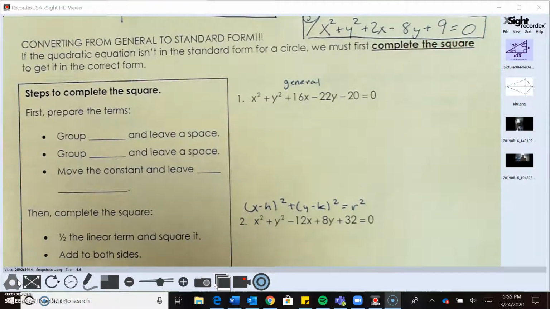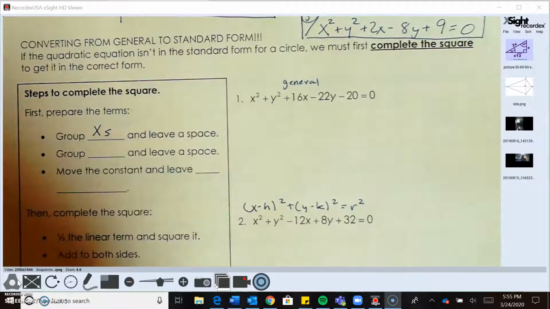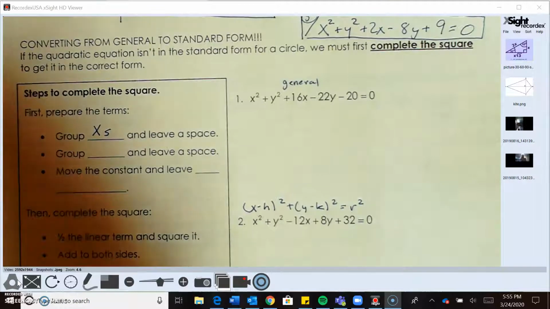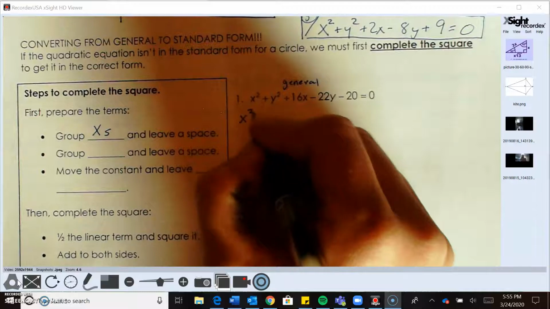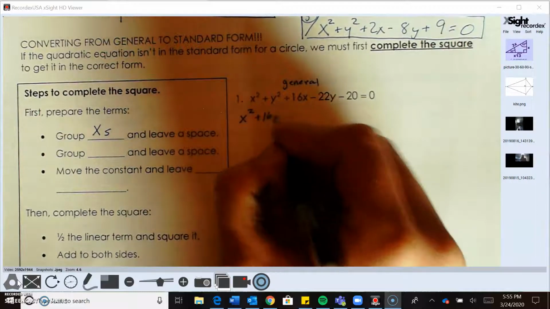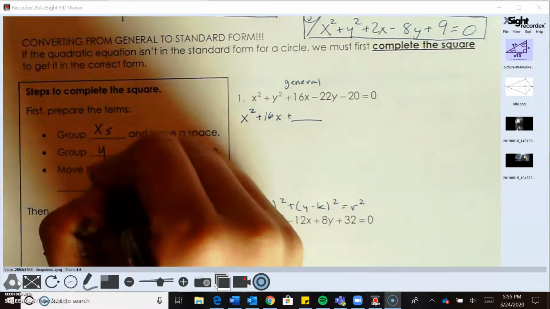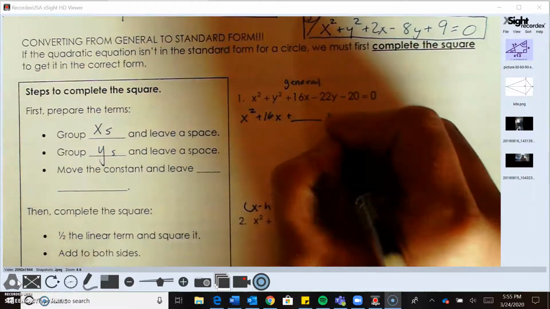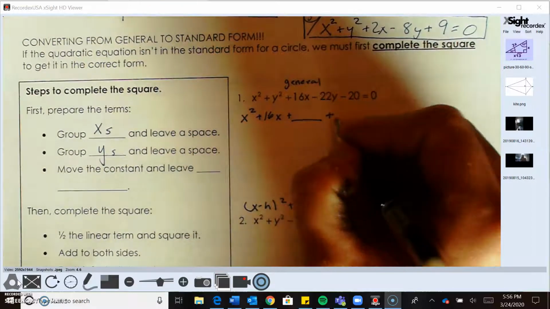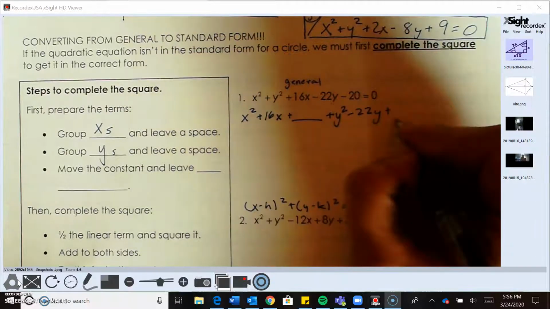Alright. So, steps over here. You want to group your x's and leave a space. So kind of just the opposite of what we did. Now we want to bring the x's back together. So we're going to write this as x squared plus 16x plus blank. And then we're going to group the y's and leave a space. So we want to leave it as squared and then linear. So y squared minus 22y plus blank.